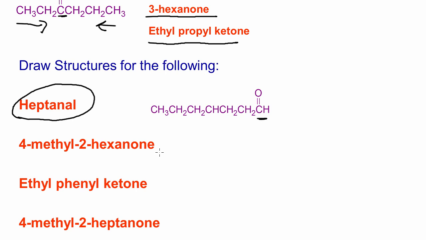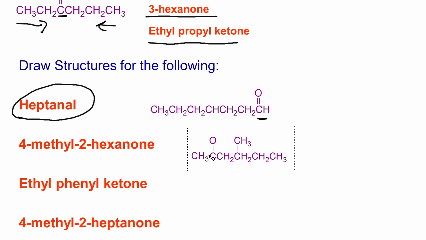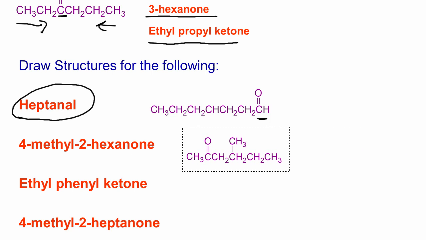Okay. Here they ask us to draw 4-methyl 2-hexanone. So 4-methyl 2-hexanone would look like this. And our longest chain is 6 carbons. And we know that it's a ketone, and that carbonyl carbon is carbon number 2. And on carbon number 4, here we have a methyl group.